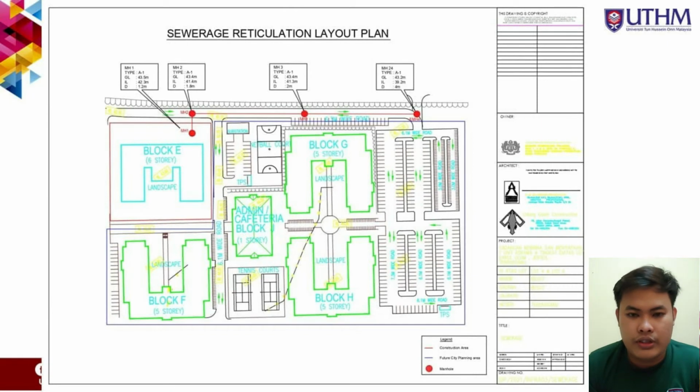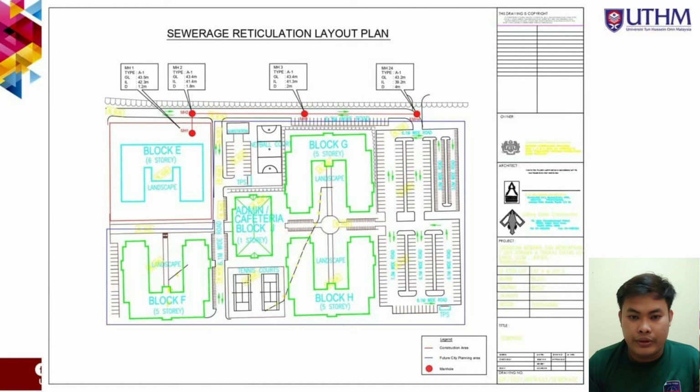Okay, for the sewerage system, we need to design from our building until the existing manhole, and from the existing manhole, we go forward to the STP. Okay, for my building in block E, I already designed manhole 1 at type A-1, for their GL is 43.5 meter, IL 42.3 meter, and for the depth 1.2 meter.